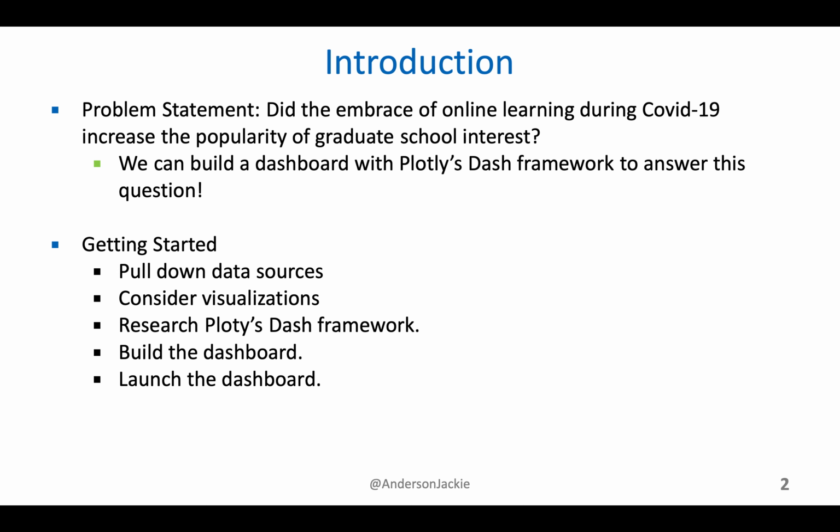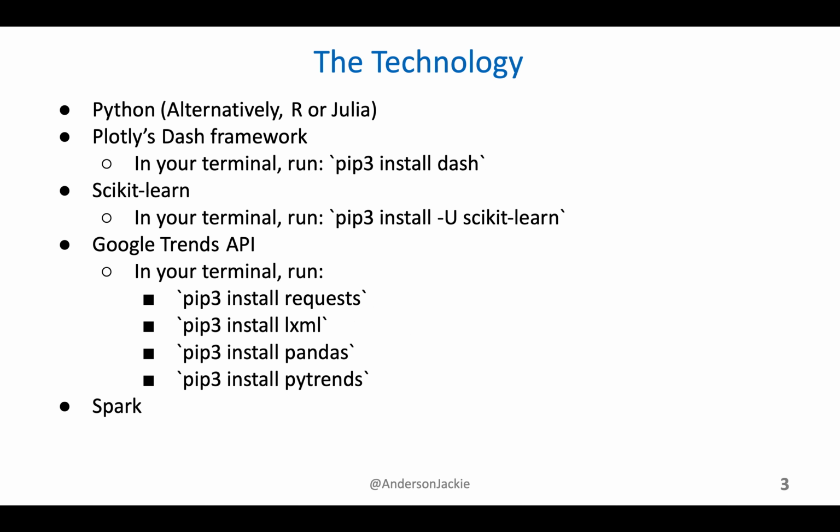So to get started, we need to pull down our data sources, consider what visualizations we want to use, research Plotly's Dash framework to understand how to integrate those visualizations, build the dashboard, and launch the dashboard. The technology used to build this dashboard is Python, Plotly's Dash framework, scikit-learn, Google Trends API, and Spark. So there are some instructions here with pip to install these packages with Python.